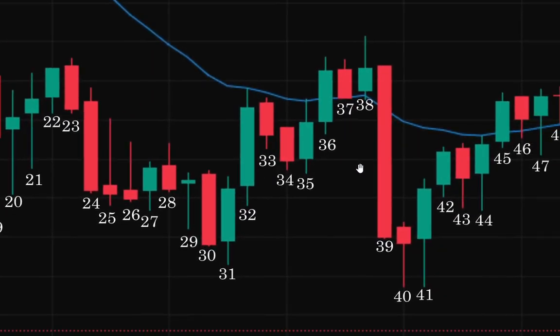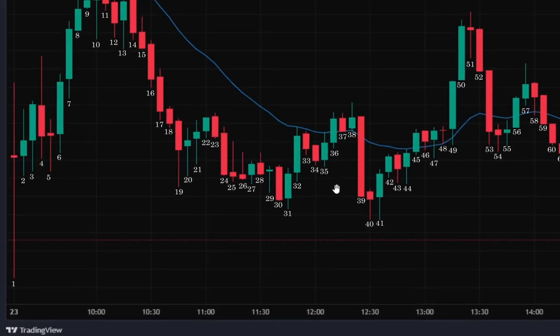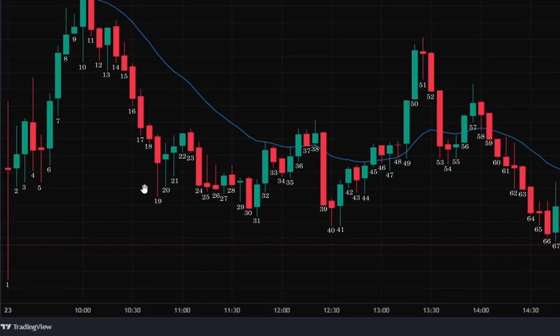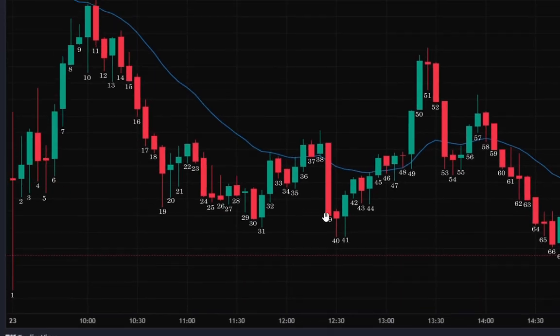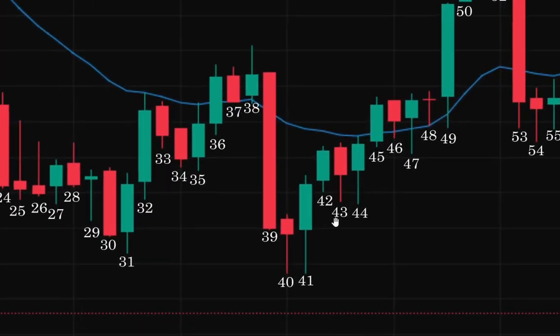Now let's go to this part. Okay, so bar 40 and 41, they were below bar 31 and bar 19, and as you can see, this is the same scenario of bulls buying below.